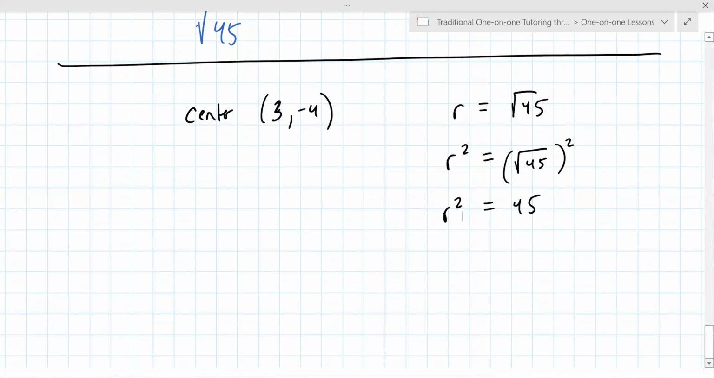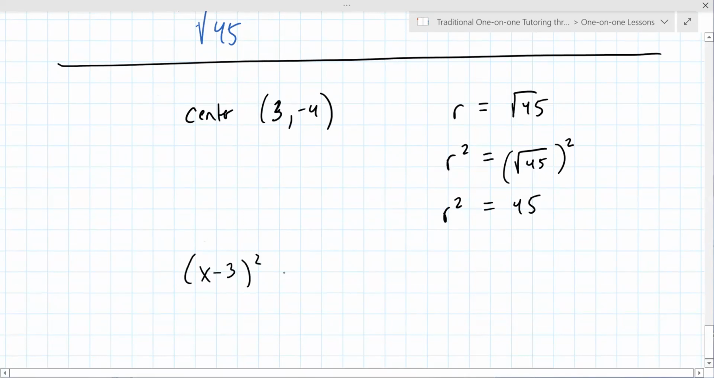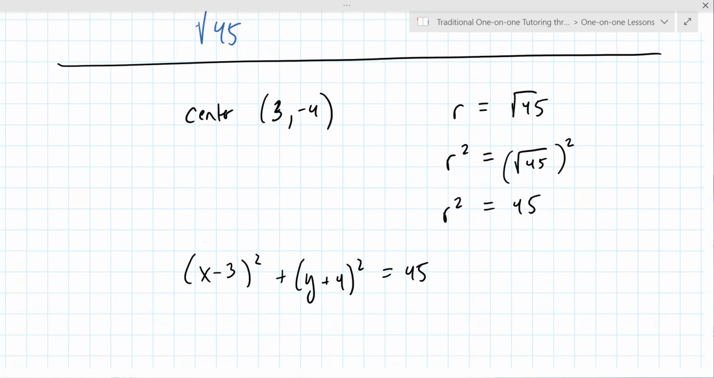(x minus 3) squared plus (y plus 4) squared equals 45. Well done. All right. Any questions for me, Sourish? No. Okay, we're going to stop the recording right here.